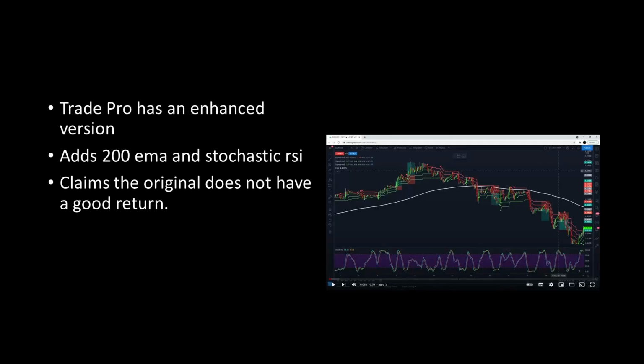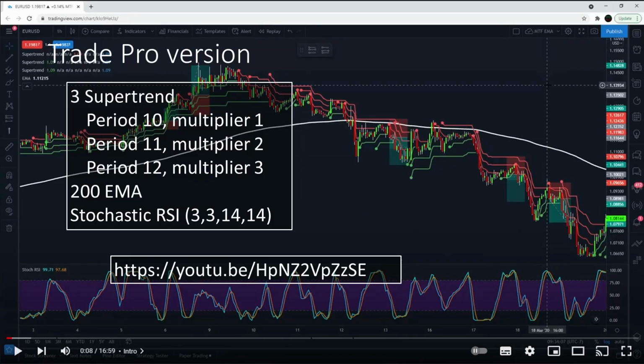So now let's move on to the second version of this, and this is by TradePro. TradePro actually claims that the original version was not a good return, which matches with the results that I got. And he adds a 200 period EMA and a stochastic RSI, so that's 5 separate indicators now running. So the same 3 Supertrend indicators, a 10 period, 11 and a 12 period with multipliers 1, 2 and 3, and then add to that a 200 period exponential moving average and a stochastic RSI with 3, 3, 14, 14 as the settings.